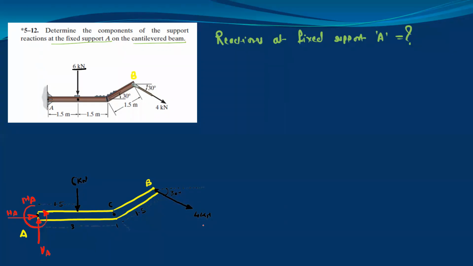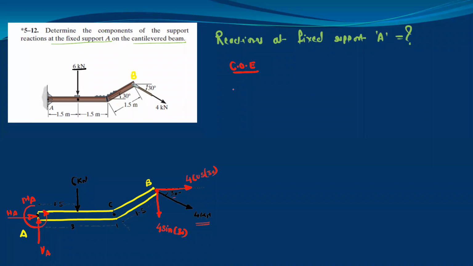Now next we have to resolve this 4 kilonewton force, because it is not in the positive x or positive y direction. It is inclined with the x axis, so you can resolve that force. Consider this point for the resolution. Draw the x component and then draw the y component like this. Here the x component is adjacent to the angle 30 degrees, so it is a cos component and its value is 4 cos 30. The y component is opposite, so it is a sine component and its value is 4 sin 30. Now we have resolved this force.